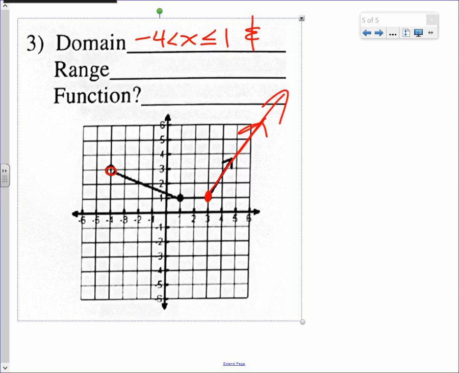This goes on to infinity. From here to here, so we covered this part. X can be bigger, but it's never going to be equal to -4, but less than 1 and equal to 1. That's this part. We covered that part. Now how are we going to cover this? How can we state what x can be here? X can definitely be 3, right?